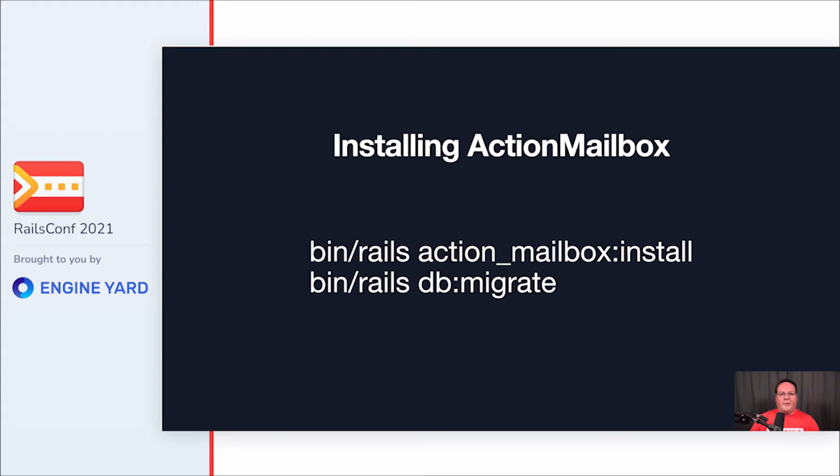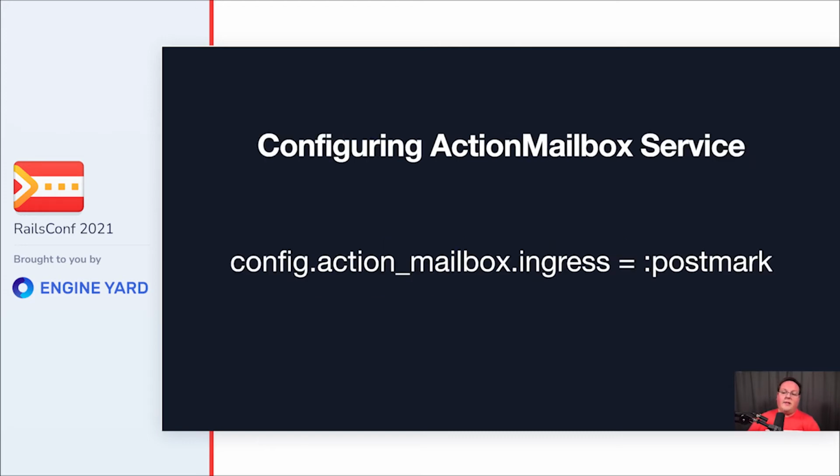So installing ActionMailbox is pretty straightforward. You run rails action_mailbox:install, and then that adds a migration for your ActionMailbox inbound email model. Then you'll run your migrations to install that. And then you need to configure an ingress service for ActionMailbox.